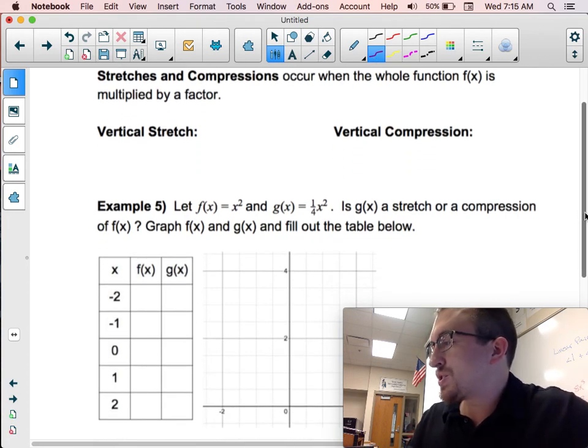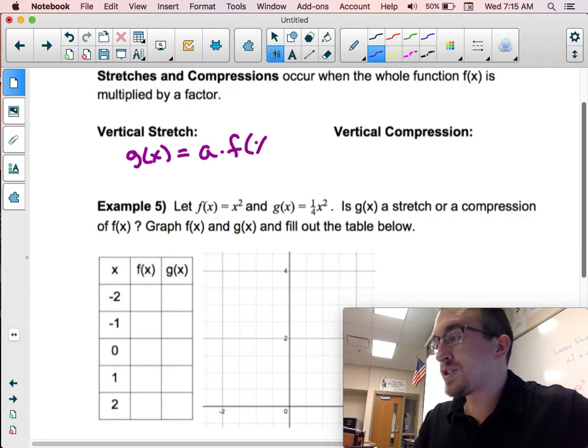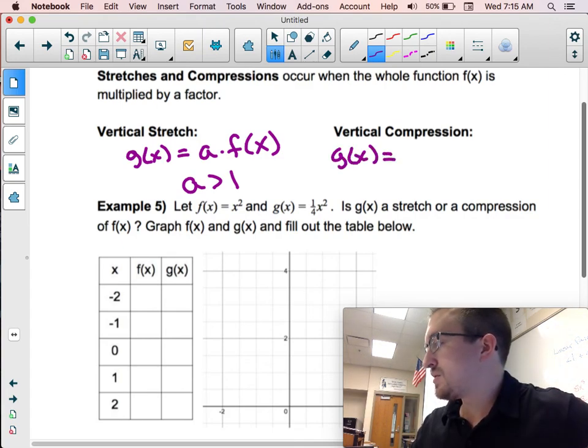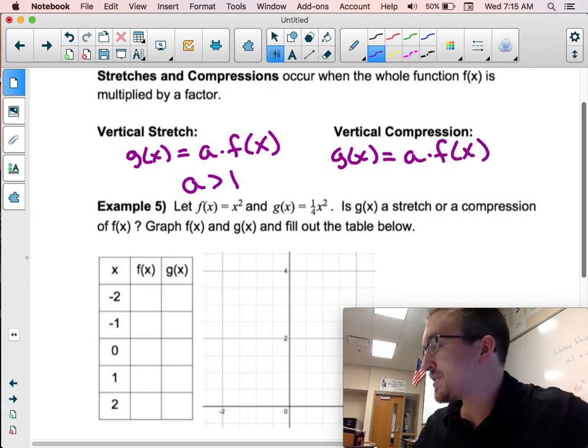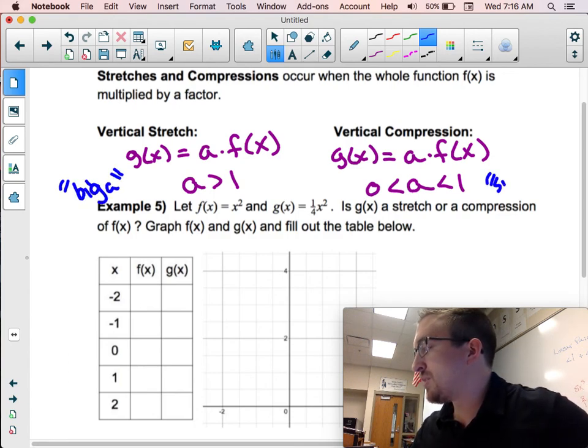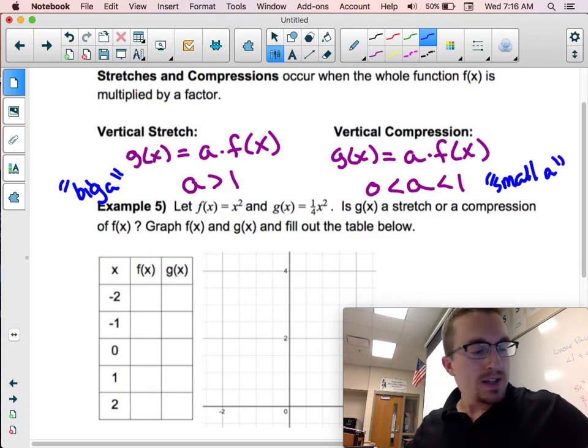So a vertical stretch is g of x equals a times f of x, a factor times your function, where specifically a is greater than 1. And a vertical compression occurs when you have the same thing. You multiply your function by a factor, except that a is between 0 and 1. I call these big a's over here, although that's not really a mathematical term, and these are small a's over here. So let's look at this.